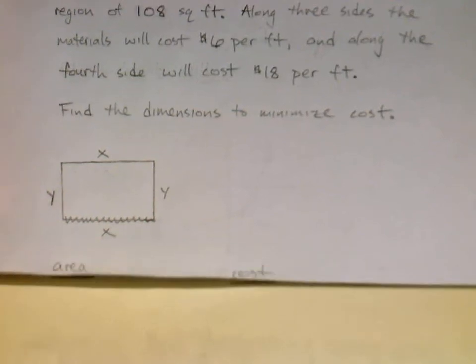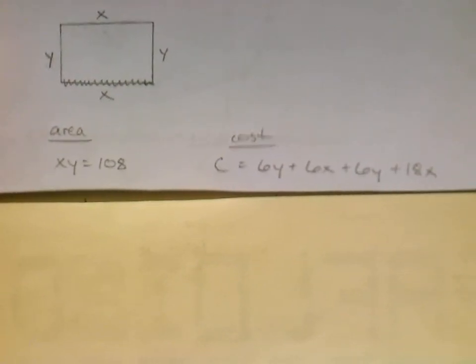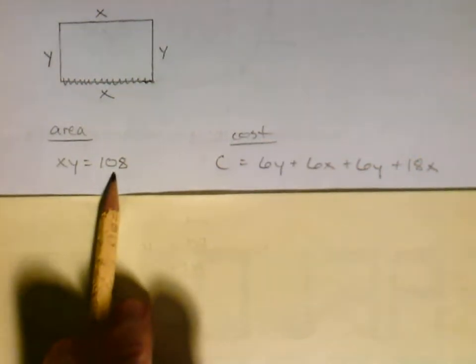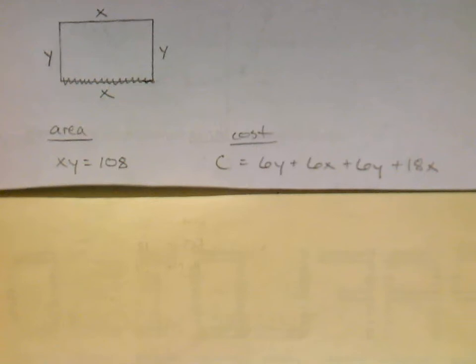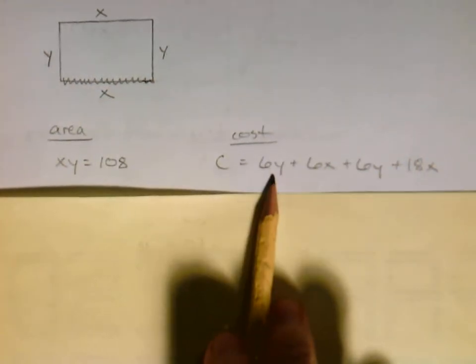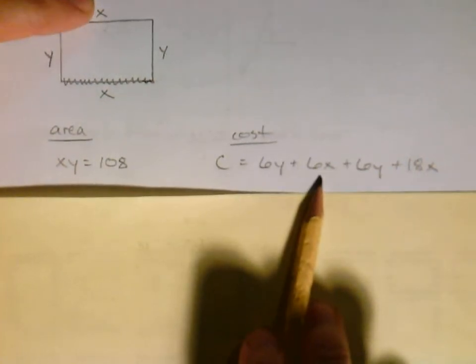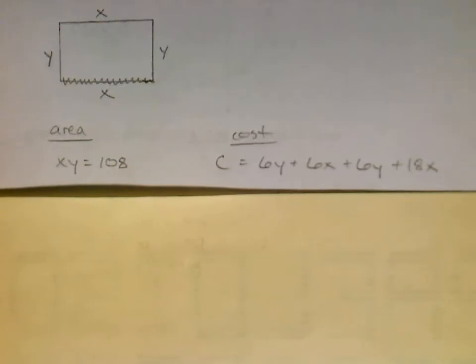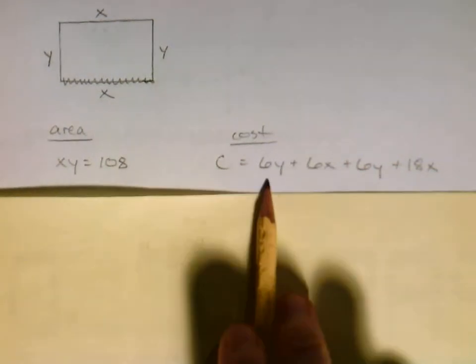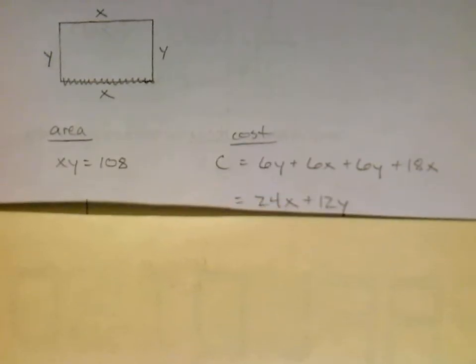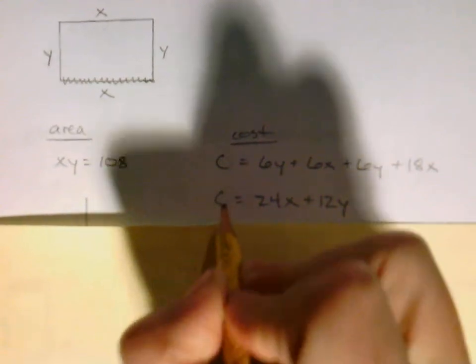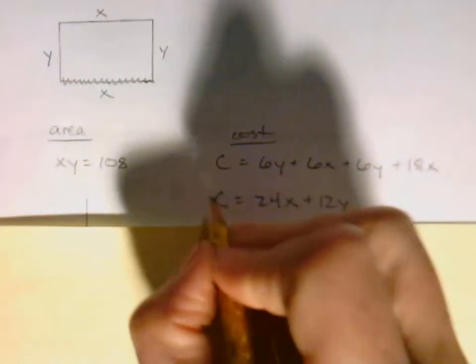Okay, now I'm going to reveal it all. There's my area. That's my constraint. I know that x times y is going to be 108. And for the cost, starting there, 6 times y, 6 times x, 6 times y, and the more expensive side, 18 times x. I'm going to go ahead and simplify this cost by combining x's and y's. 24x plus 12y. Okay, so I have my cost in terms of x and y, right?